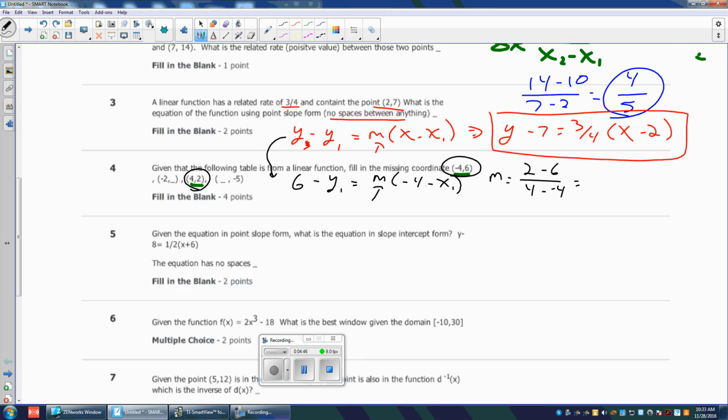That's m. So we have 2 minus 6 is -4, and then 4 minus -4 is 8, which is -1/2. Now we have the slope. 6 minus y1 equals negative 1/2 times negative 4 minus x1. Now we're going to use this to find the missing coordinate.